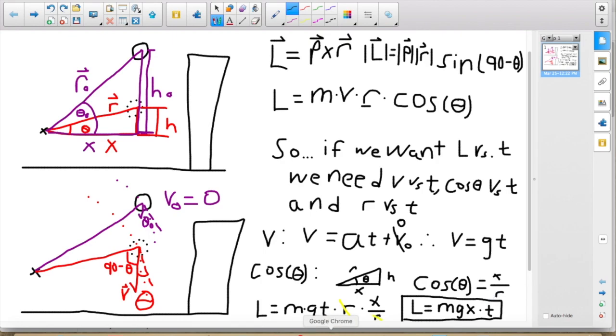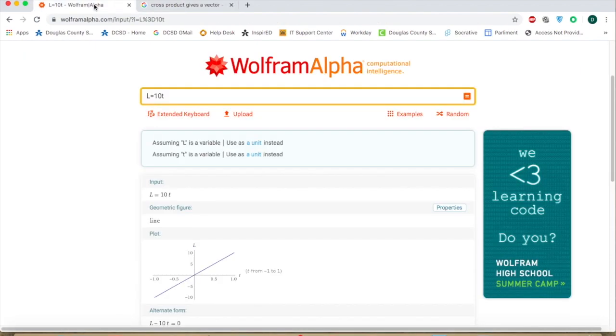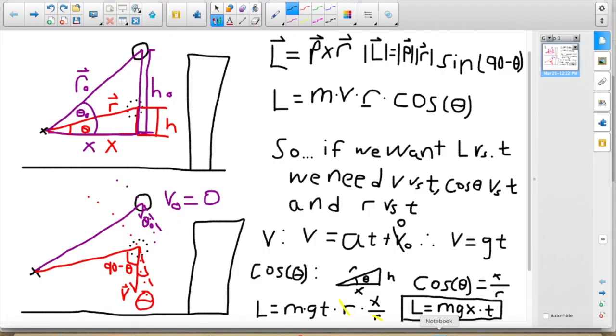And in fact, I've graphed it in Wolfram Alpha. I went ahead and just said it was a 1 kilogram ball and that x was 1 meter. So that leaves us with 10 times time, and that is in fact a straight line. I drew mine as a positive line because v in this case represents the speed of the ball, not the velocity of the ball. All right, so there's question 5.